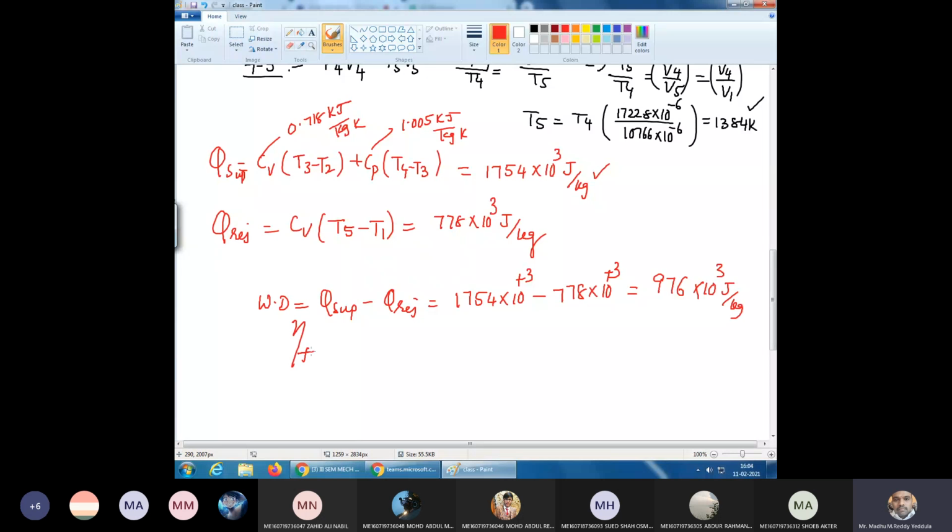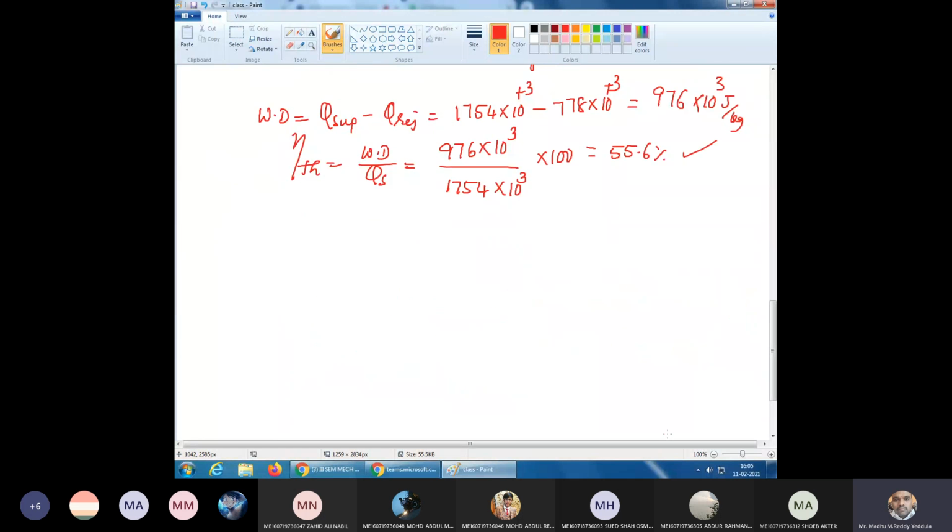Therefore, thermal efficiency is equal to work done by heat supplied. So work done is 976 into 10 power 3 divided by 1754 into 10 power 3, into 100. So you will get around 55.6% efficiency. Right? So this is the thermal efficiency.